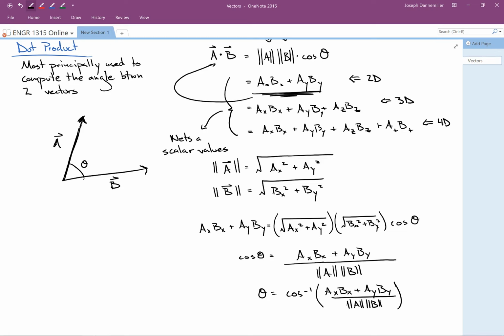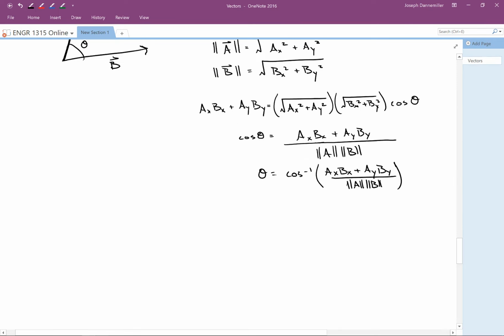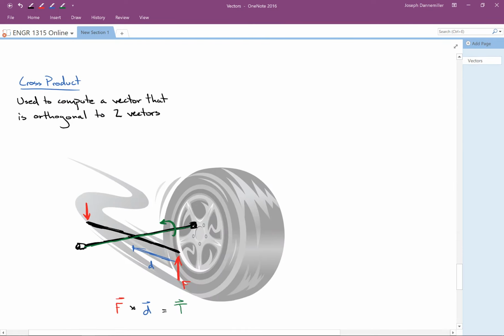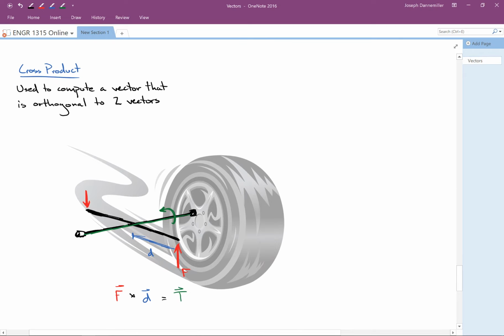Now, the corollary of this form of multiplication is called the cross product. And for the cross product, we have to start with a very simple example. You see, the cross product is used to compute a vector that is orthogonal to two vectors. Now, orthogonal means what? It means perpendicular.